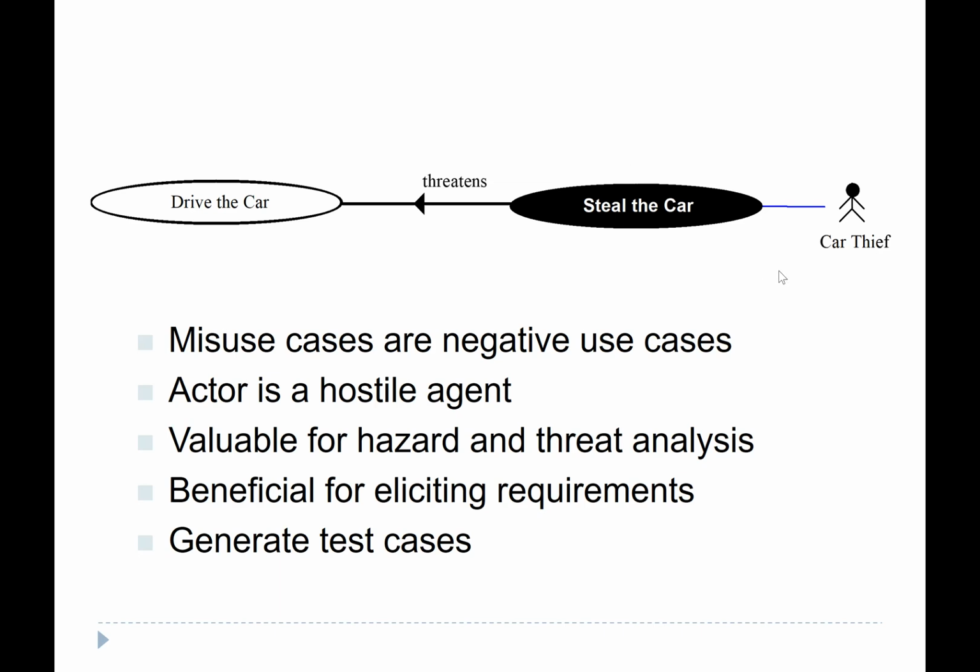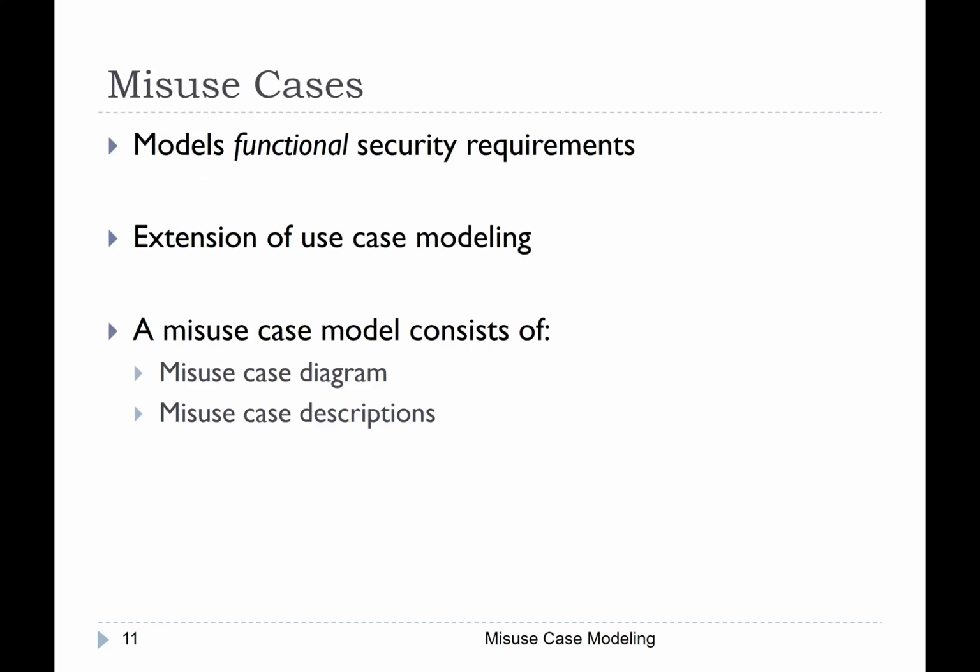Misuse case modeling is valuable for hazard and threat analysis, and it's good for eliciting requirements, more specifically security requirements, which is then helpful for us to figure out a design that will realize those functional security requirements, and will also help us generate test cases to test that the security requirements are being executed effectively, are functioning correctly.